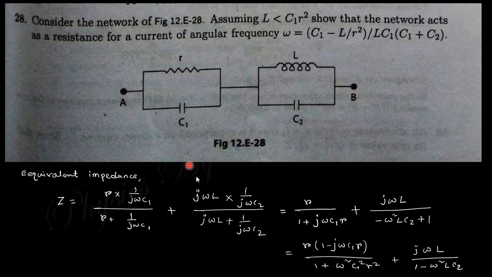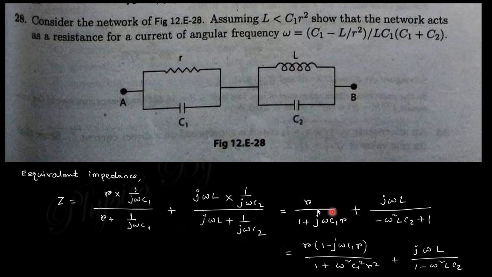Consider the network, this is the network, assuming L less than C R square, so that the network acts as a resistance for a current of angular frequency omega equal to like this. The equivalent impedance of this circuit: these two are in parallel, and these two are in parallel, and then these are in series. So the parallel combination will be product by sum, and this is product by sum. The impedance of the capacitor is 1 by j omega C, and the impedance of the inductor is j omega L.